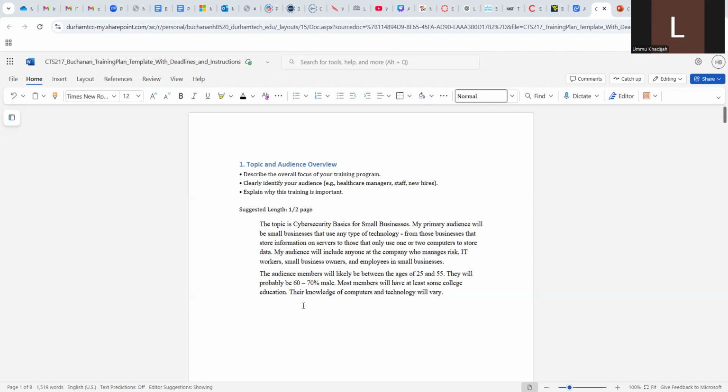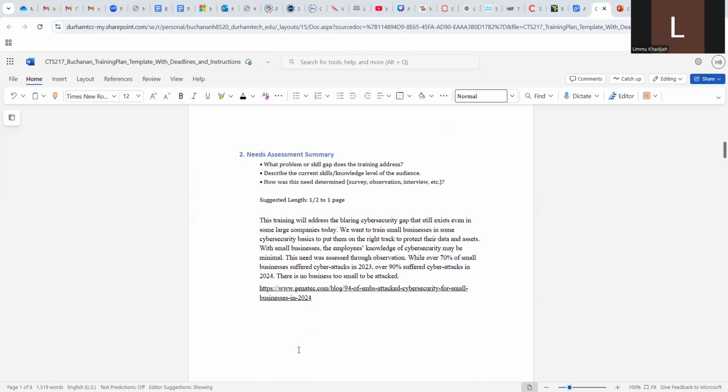The audience members, the participant members, would likely be between the ages of 25 and 55. They'd probably be 2/3 male, and I would expect most members would have some college education. The level of knowledge on computers and technology would vary.